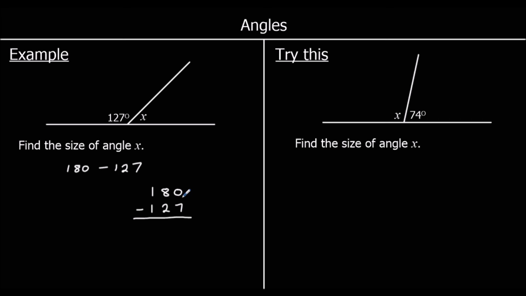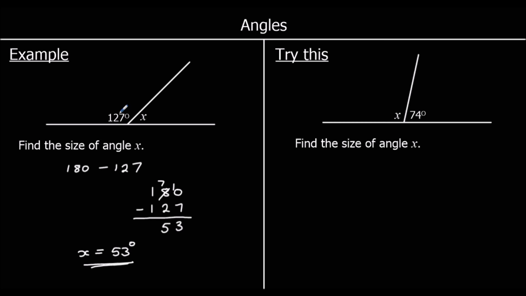We don't want to do 0 take away 7. So we'll take one of the tens off, and that'll be worth 10 in the ones. So 10 take away 7 is 3. 7 take away 2 is 5. And 1 take away 1 is nothing. So we've got 53 left. So X is 53 degrees. 53 and 127 add up to 180.